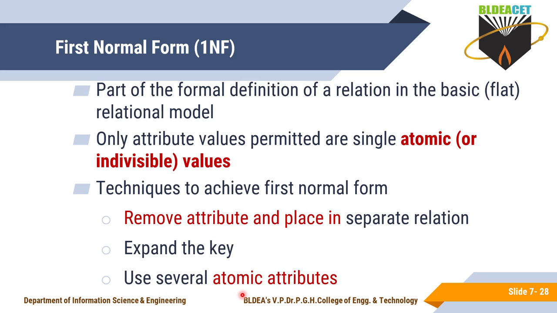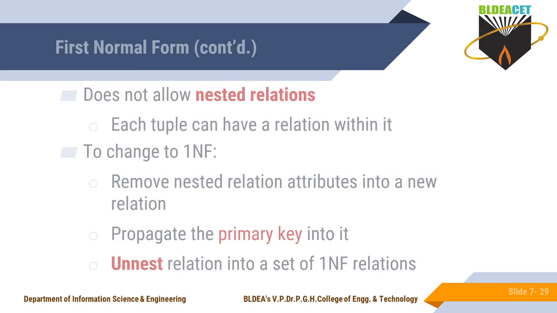So use several atomic attributes here, as I told earlier. If you want to divide any attribute, then instead of taking it as a single attribute, you divide it into multiple attributes. Name is further divided into several atomic attributes like F name, L name and middle initial. If you follow this, then you can achieve the first normal form here.